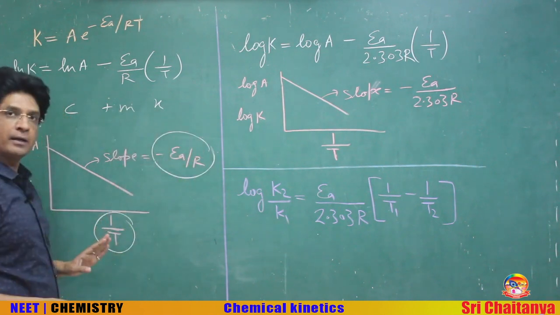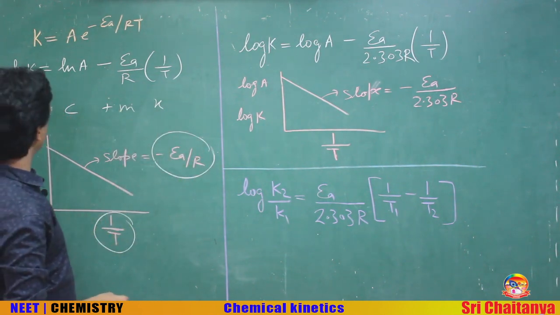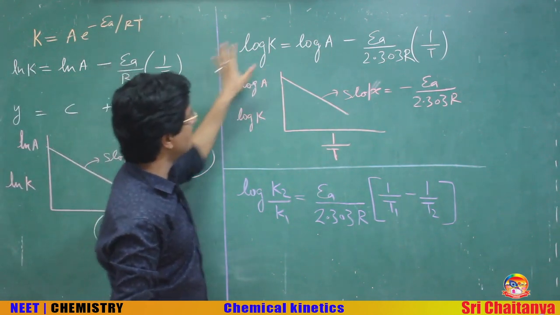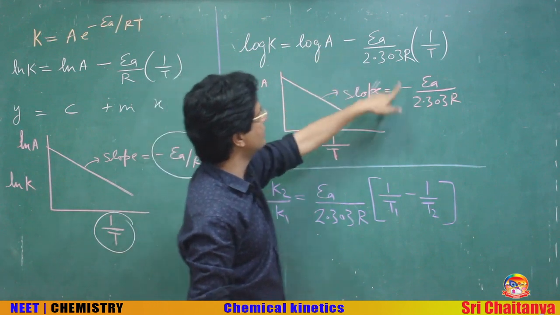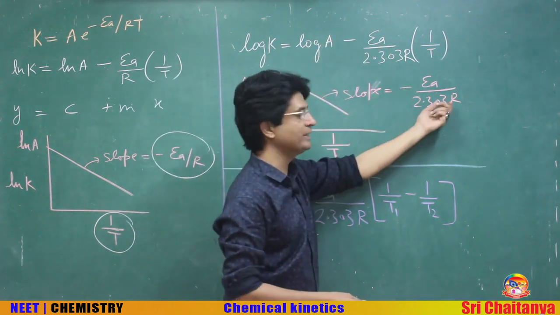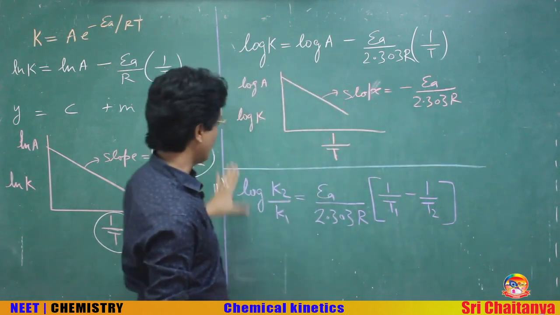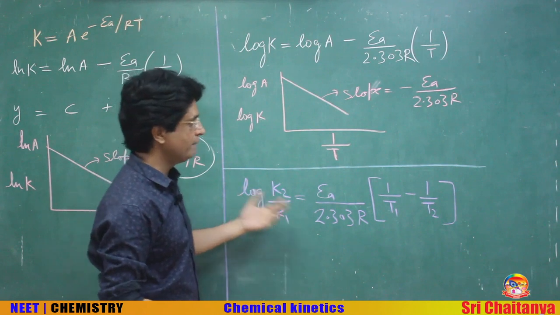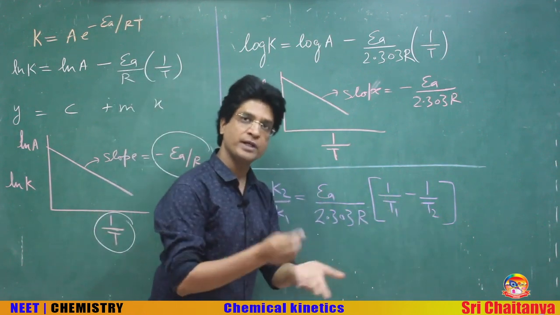minus of Ea by R. And if I convert this natural log into log to the base of 10, everything remains the same, only the slope will change from minus of Ea by R to minus of Ea by 2.303 R. Okay, now let us see what is the relationship between the rate constant if we change temperature with certainty.